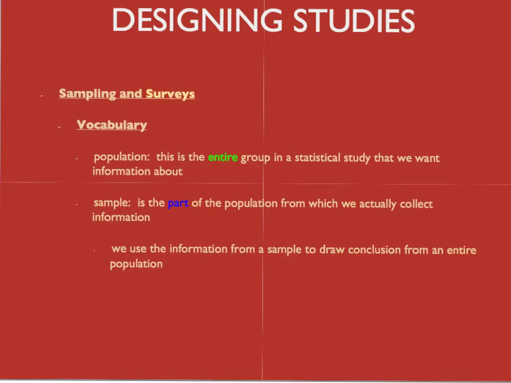Our vocabulary: population. This is the entire group in a statistical study that we want information about. Sample. Sample is the part of the population from which we actually collect information. We will use this information from a sample to draw conclusions from an entire population.